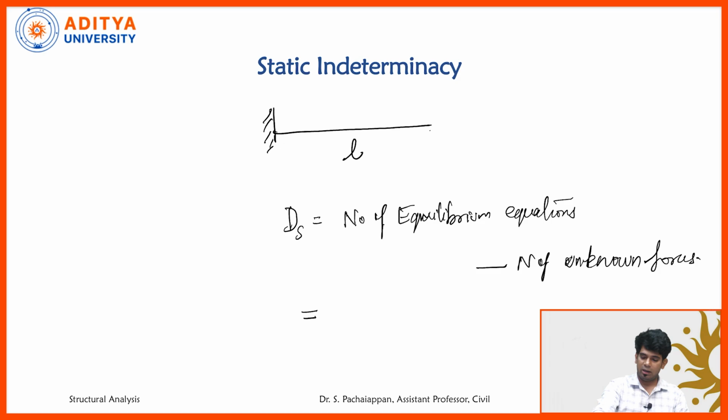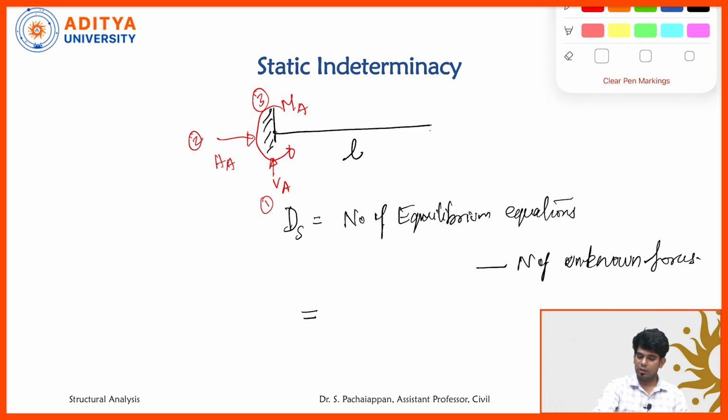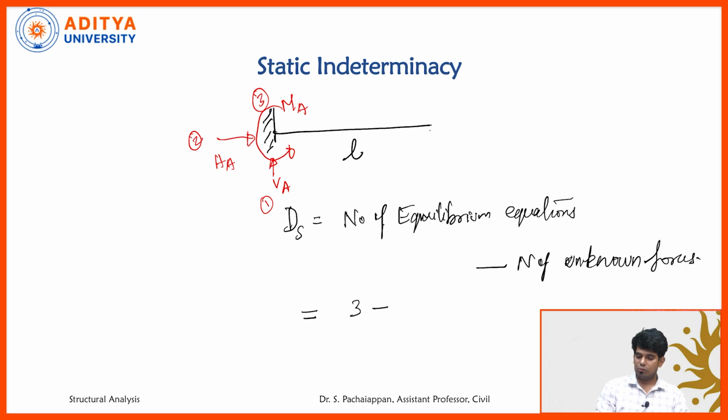We need to understand first what unknown forces are acting in the structure. Since it is a fixed support, we are going to have the vertical reaction VA, horizontal reaction HA, and the moment MA. How many reaction forces are there? Let's say the vertical is 1, the horizontal force is 2, and the moment is 3. So totally 3 unknown forces are there. We know the number of available equilibrium equations is 3 and the number of unknown forces is 3. So this sums up to 0. This 0 represents that the structure is statically determinate and the degree of static indeterminacy is 0.